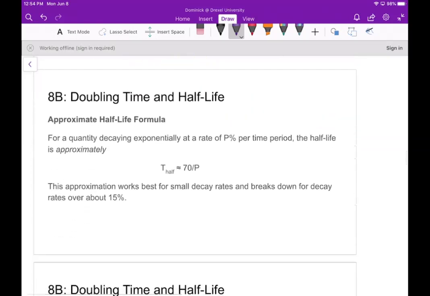Okay. Now, just as in the example for doubling time, we can also approximately relate the half-life to the percentage by this rule of 70 again, right? So if I take the half-life and have that approximately equal to 70 over P, where P is the percent per time period, then for small decay rates, this will closely approximate what the percentage rate is.